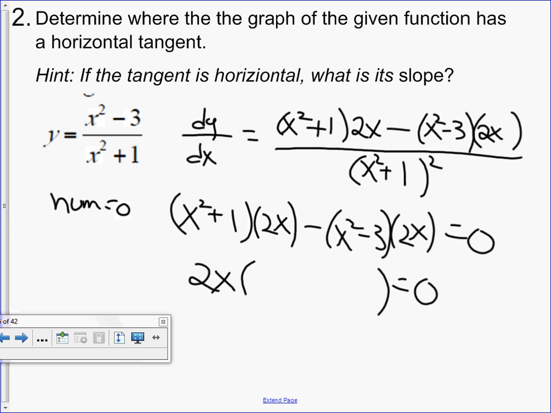If you pull the 2x out of the first term, what do you have? x squared plus 1. If you pull it out of the second term, you have to be careful leaving the parentheses, right? The x squared minus 3. Okay, so the first factor is 2x. Can you clean up that second factor, like combine like terms?